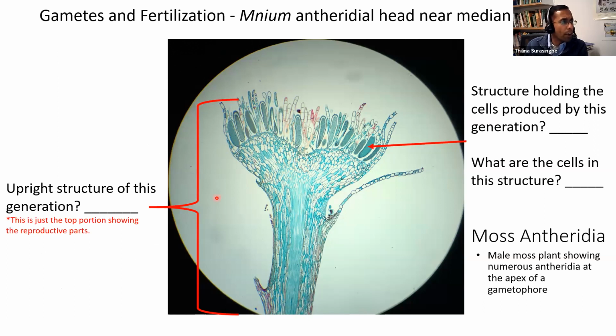What are we looking at over here? We are looking at another reproductive structure, another gamete producing structure. So let's try to label this together. The whole upright structure over here that is producing gametes, and provided that it is producing male gametes, what should this entire structure be?